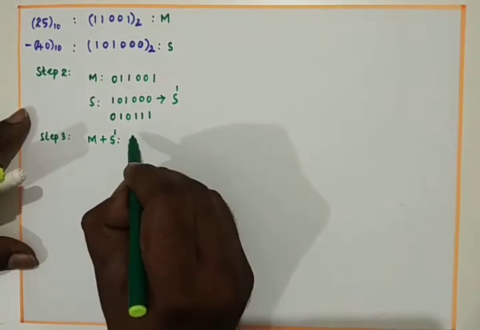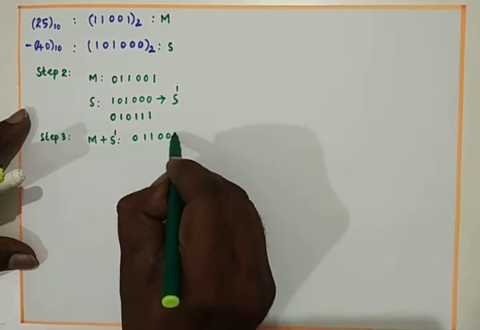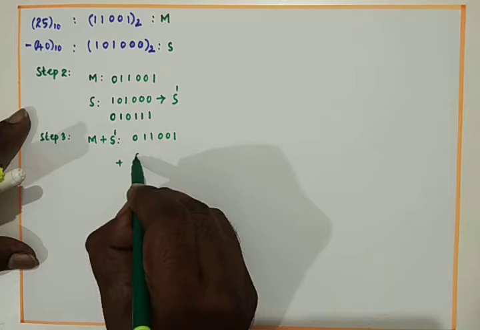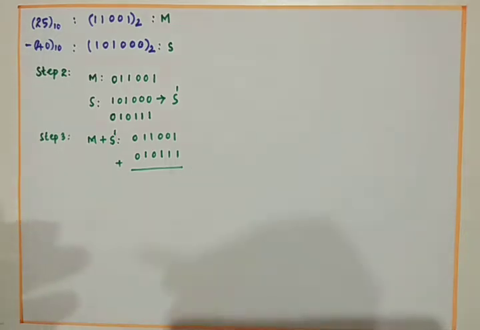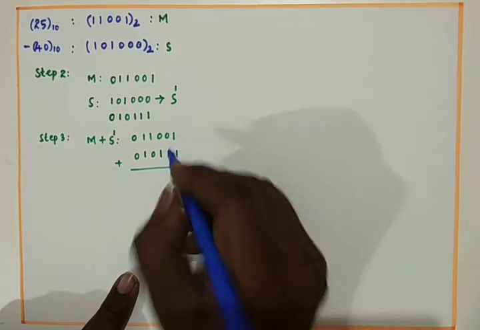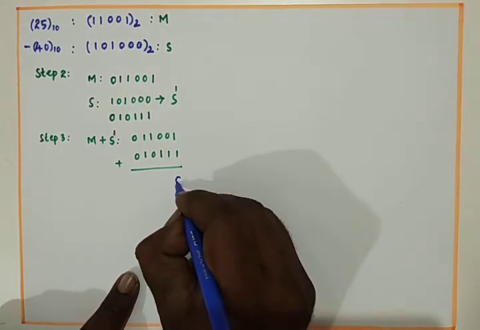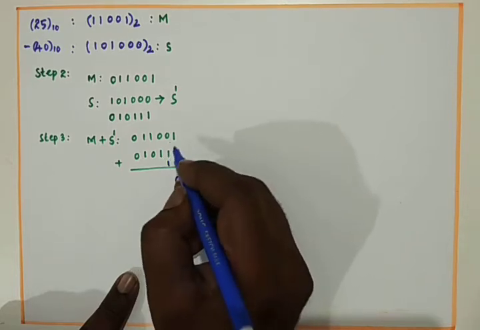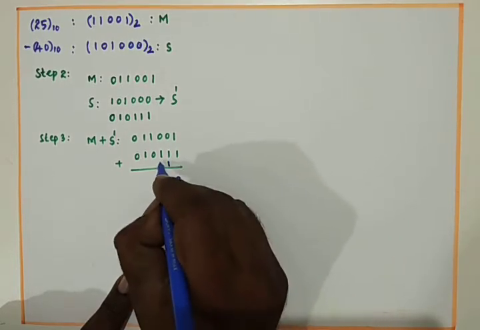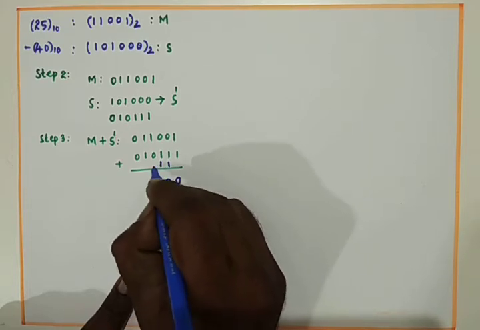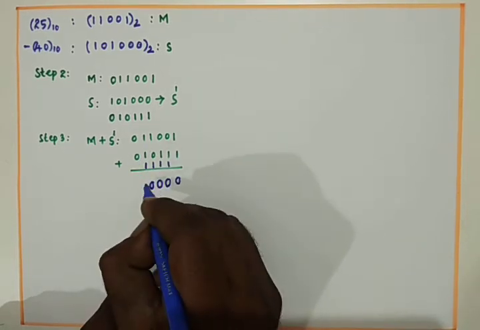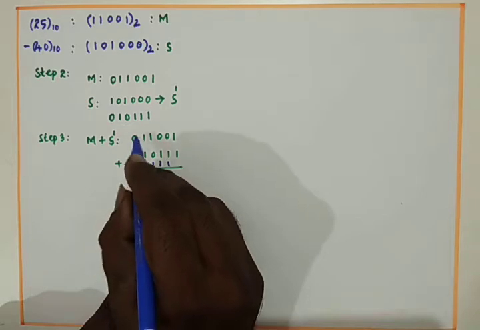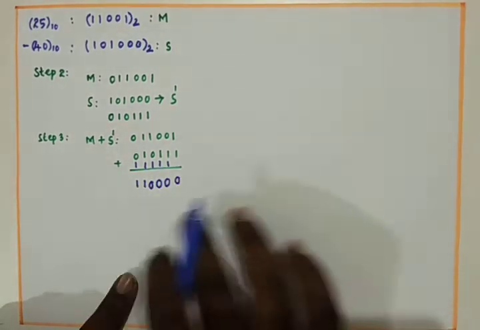Step 3: minuend plus subtrahend bar. So the minuend we have is 0 11001 plus subtrahend bar is 0 10111. Then we can add these two. 0 plus 1 plus 1, it is 1 plus 1 is 1 0, sum is 0, carry is 1. 1 plus 1 is again 1 0, sum is 0, carry is 1. 1 plus 1, sum is 0, carry is 1. 1 plus 1, sum is 0, carry is 1. 1 plus 1 plus 1 is 1 1, sum is 1, carry is also 1. 0 plus 1 will be 1. There is no carry.